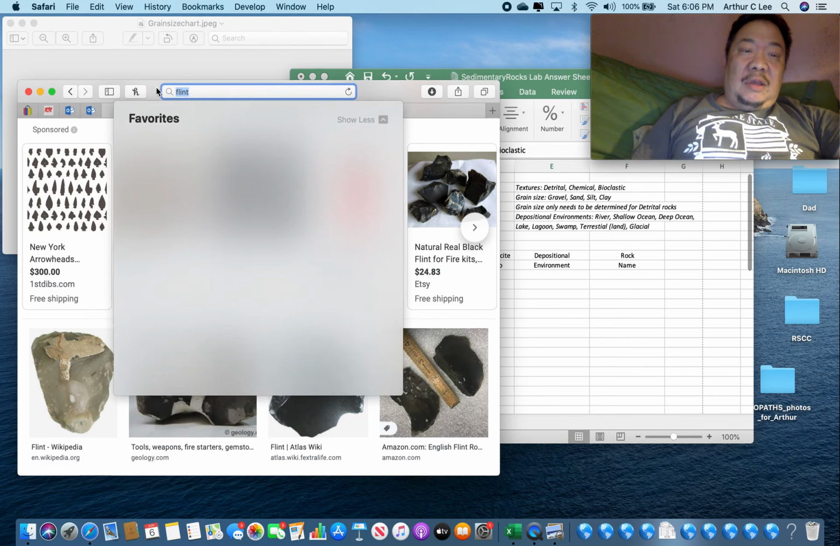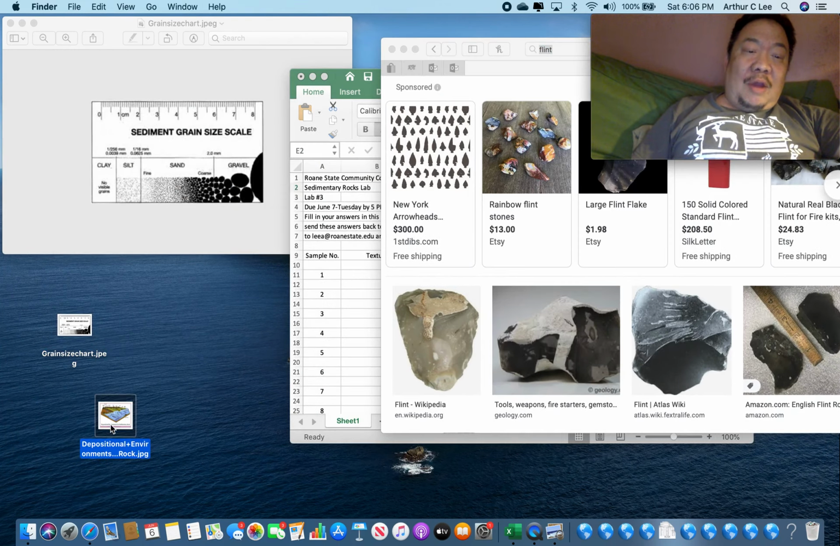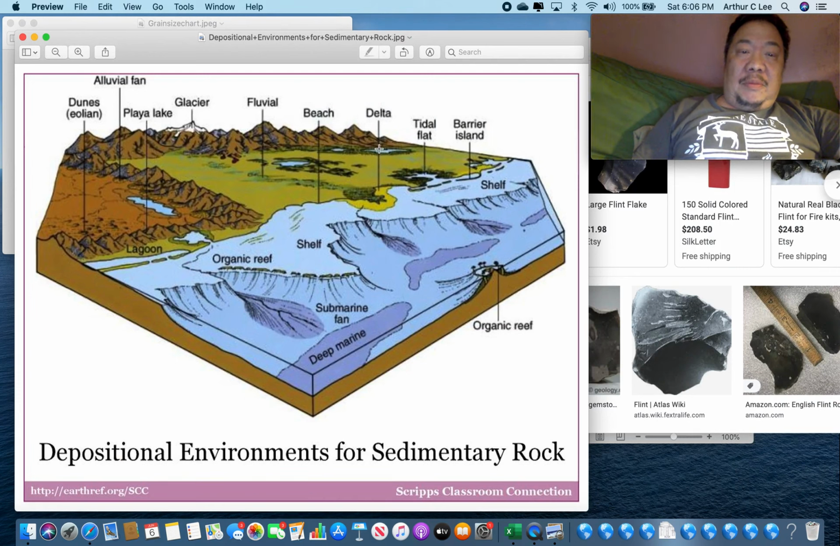Then once you're done that, you got to figure out, where did that rock form? I'm going to send you this diagram. Did it form in the deep ocean, the shallow ocean? Did it form on a beach, on a delta, in a river, a glacier? Where did it form? There are going to be hints in the rock that tell you where that rock might have formed. Write down a probable depositional environment. Did it form in a swamp, shallow ocean? Did it form in a river? Did it form on a cliffside?